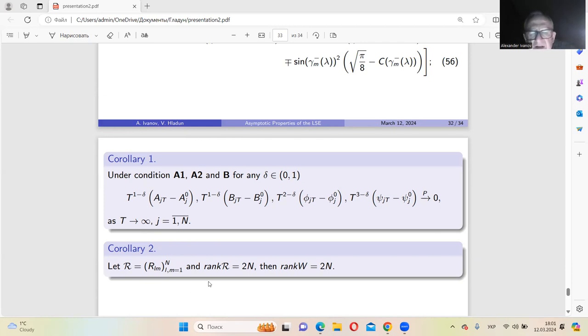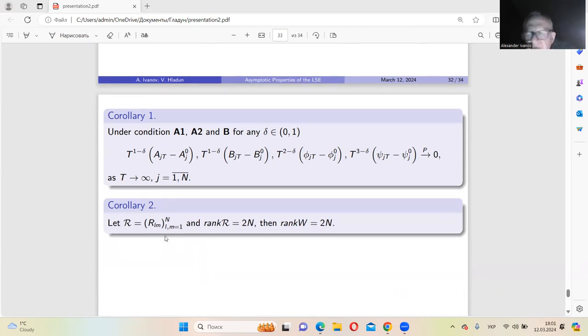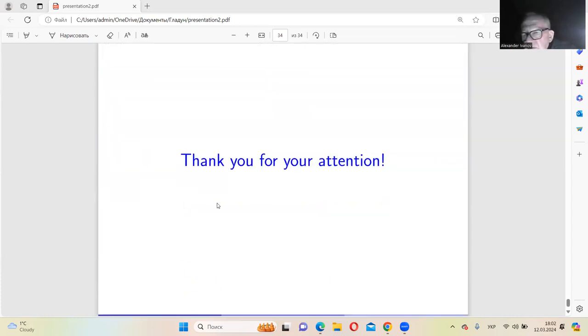The first corollary and the second corollary, I am not happy with this corollary, but this is a real fact. If some matrix has rank 2n, then rank of W is equal to 2n. It means W is a square matrix of order 4n, and the rank of this matrix is equal to 2n. We obtain here the essential singularity when we try to prove the asymptotic normality. Thank you for your attention.